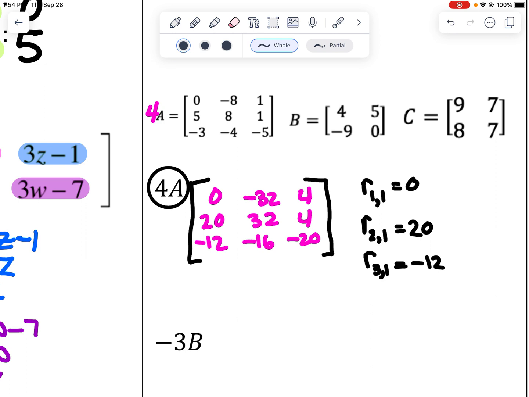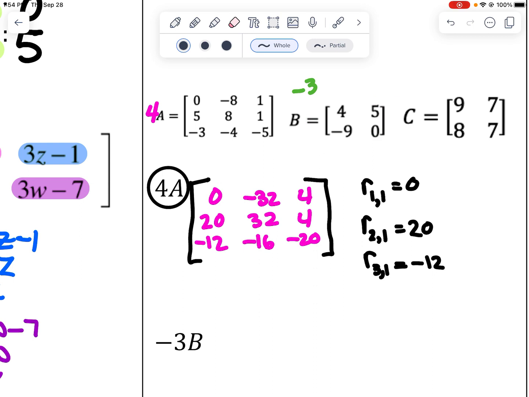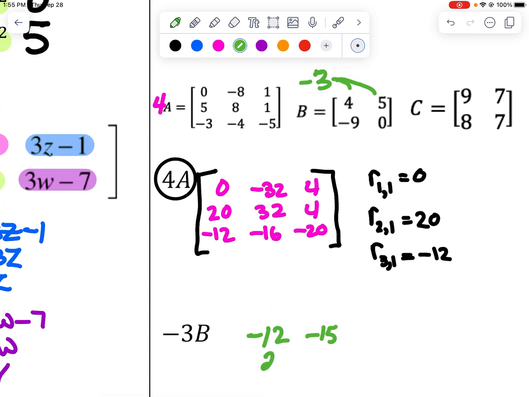So then for the next one, it says negative 3b. So we're going to take this entire thing and multiply it by negative 3. So we are going to take negative 3 times every element. Negative 3 times 4 is negative 12. Negative 3 times 5 is negative 15. Negative 3 times negative 9 is 27. And negative 3 times 0 is still 0. And then we're going to put it in the matrix box so it looks like a matrix.